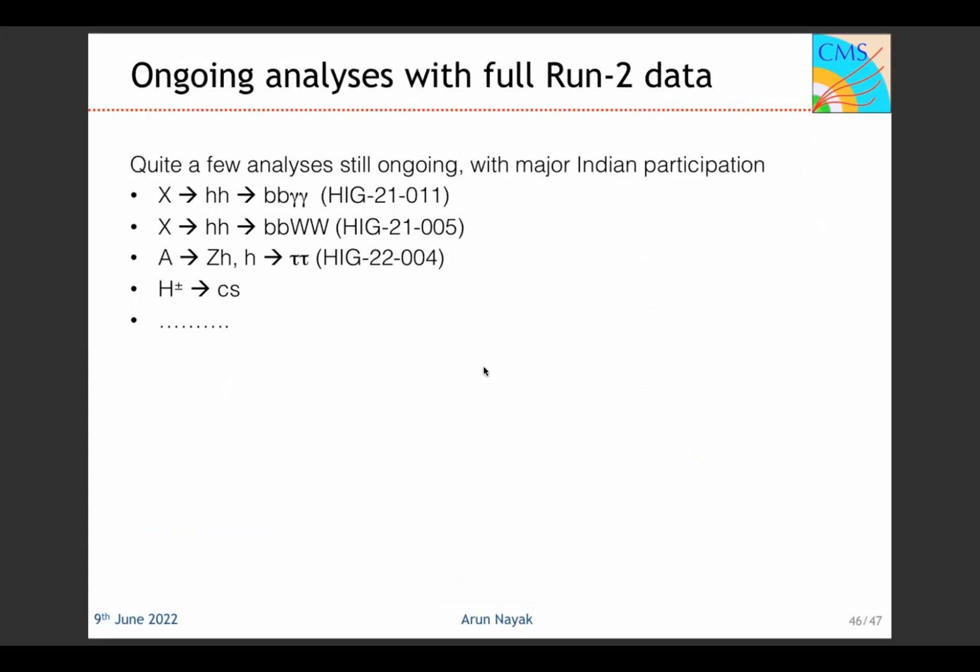Okay, so that's what I discussed. There are a few more analyses still ongoing with full run-2 data, particularly these ones that I list here, which also have Indian participation: these two, HH to bb gamma gamma, which I already mentioned before. Then bbWW, then A to ZH, where H goes to tau tau, and also Higgs to charged Higgs with full run-2 data with improved kinematic fit and multivariate.